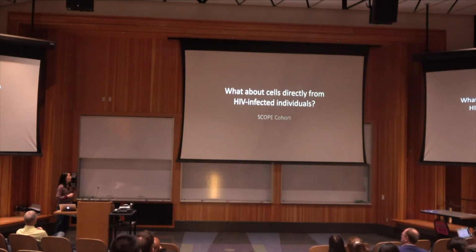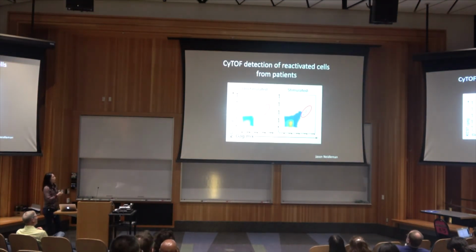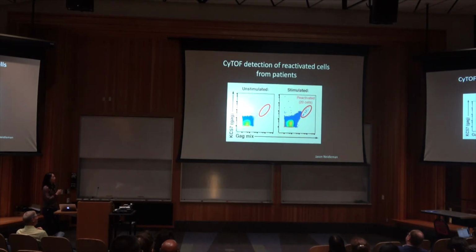And so we went on to work with patient samples, and for this we worked with a SCOPE cohort at UCSF. One thing we had to overcome with patient samples, and we actually spent quite a bit of time doing this, is that latently infected cells in vivo are extremely rare. Only about 1 in a million CD4 positive T cells are latently infected. So we had to develop the tools to specifically distinguish the real signal from noise.